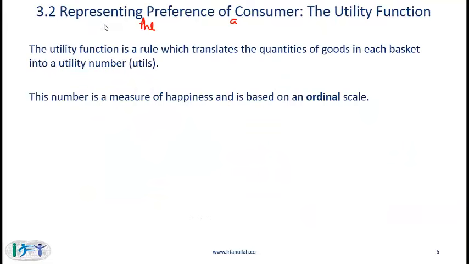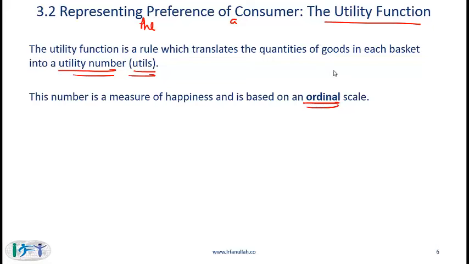Section 3.2 deals with representing the preferences of a consumer using the utility function. The utility function is a rule which translates the quantities of goods in each basket into a utility number. The unit is called utils. This is a measure of happiness and is based on an ordinal scale. Ordinal scale, if you recall from quantitative methods, means that the order matters but the difference does not matter.